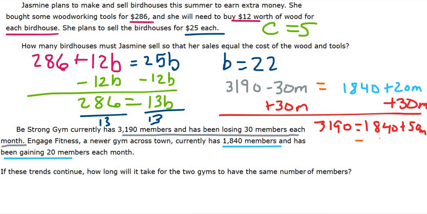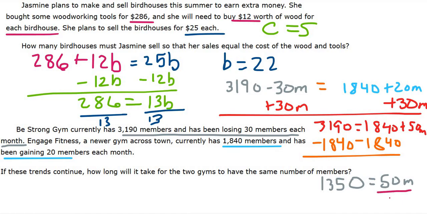Now I'm going to subtract 1840 on both sides. We get rid of the stuff that's on the same side of the equal sign as the letter, but not touched it. So that's the positive 1840. We subtract 1840 on both sides. That gives us 1350 equals 50M.